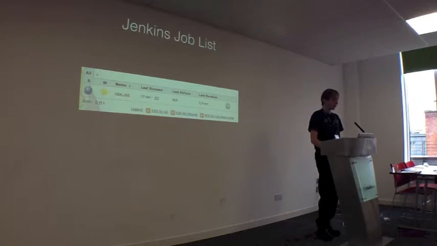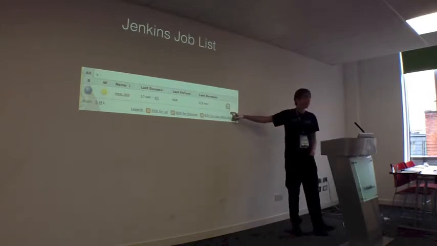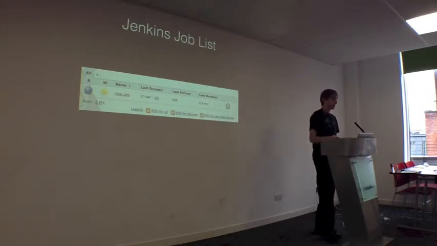The W is weather, so it looks over the past five or six recent builds and tries to give you a gauge about how healthy the project is. So the weather gets progressively worse the more the build fails. And then if you want to run the build manually, there's this button on the end. Just press it, and that'll trigger a build straight away.